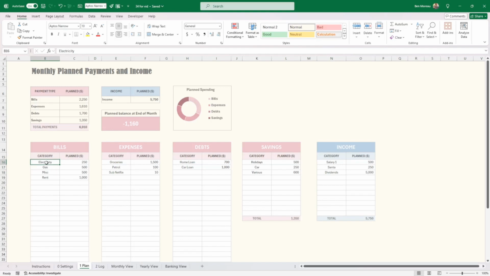So for instance, here I have electricity, plan 250. This is what I'm planning to spend on a monthly basis, so you need to average it to have something on a monthly basis, obviously. Your rent, your gas, anything that you have as a bill, you can put it here. Your expenses, I think the difference between bills and expenses is that expenses are a bit less predictable. Here you have the groceries, the petrol, and whatever you want as different types of expenses. Debts, so that's home loan, car loan. If you don't have any debts, you're lucky.